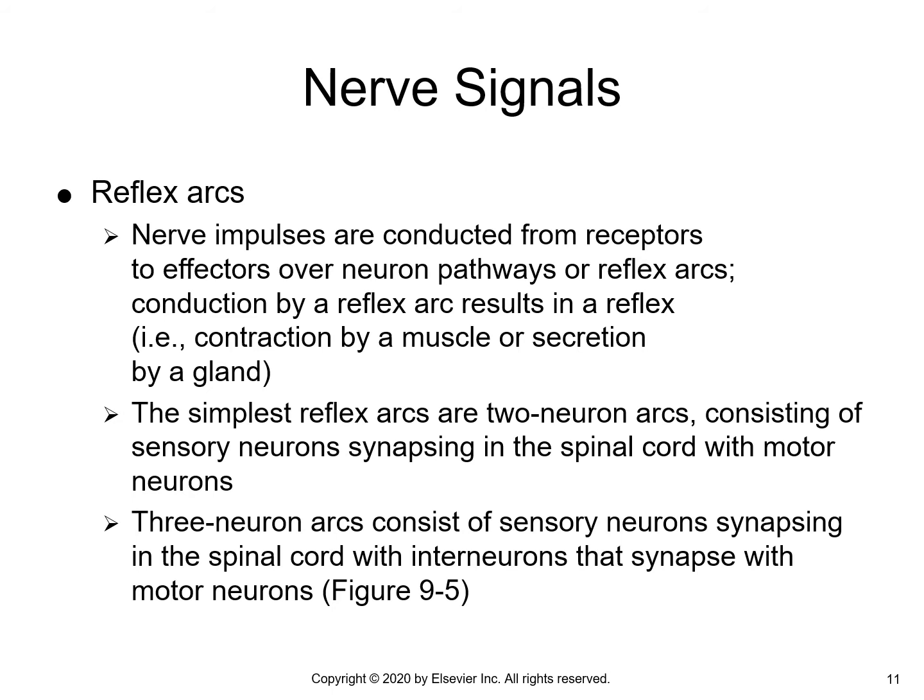The simplest reflex arc are two neuron arcs consisting of sensory neurons synapsing in the spinal cord with motor neurons. Three neuron arcs consist of sensory neurons synapsing in the spinal cord with interneurons that synapse with motor neurons. Please look at figure 9.5. It'll make a little bit more sense to you once you look at the diagram and reread the slide.